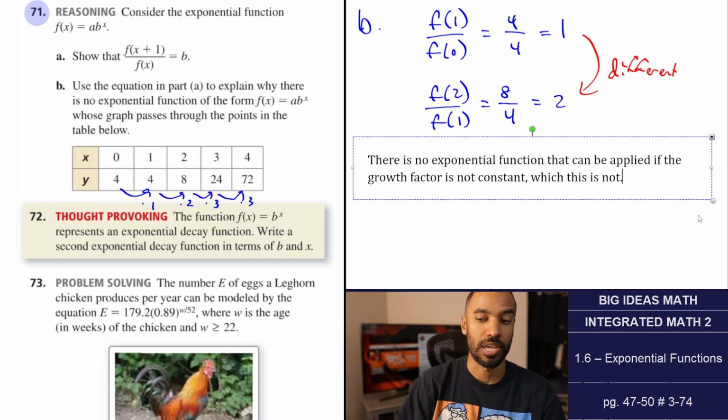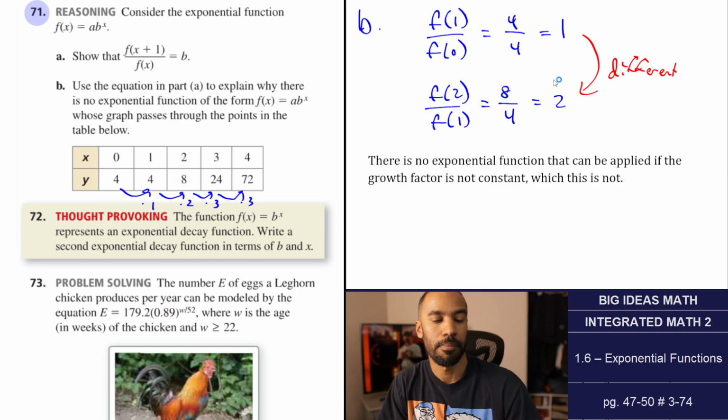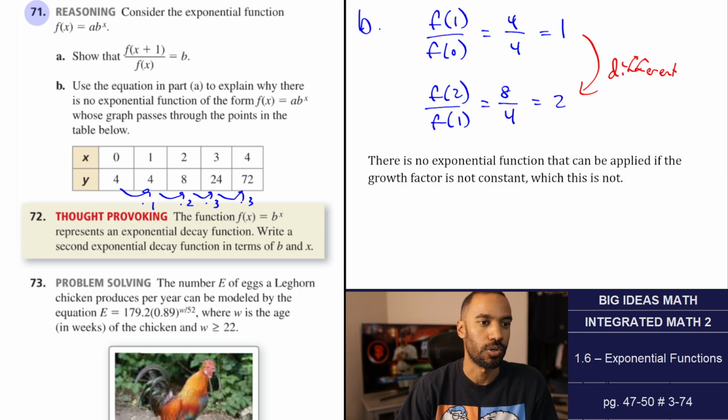Now, it does happen to do times 3 twice, so if it did times 3 the whole time, or if that's all that you saw, then that would be true. But we saw a times 1 and a times 2, and it's just not true.